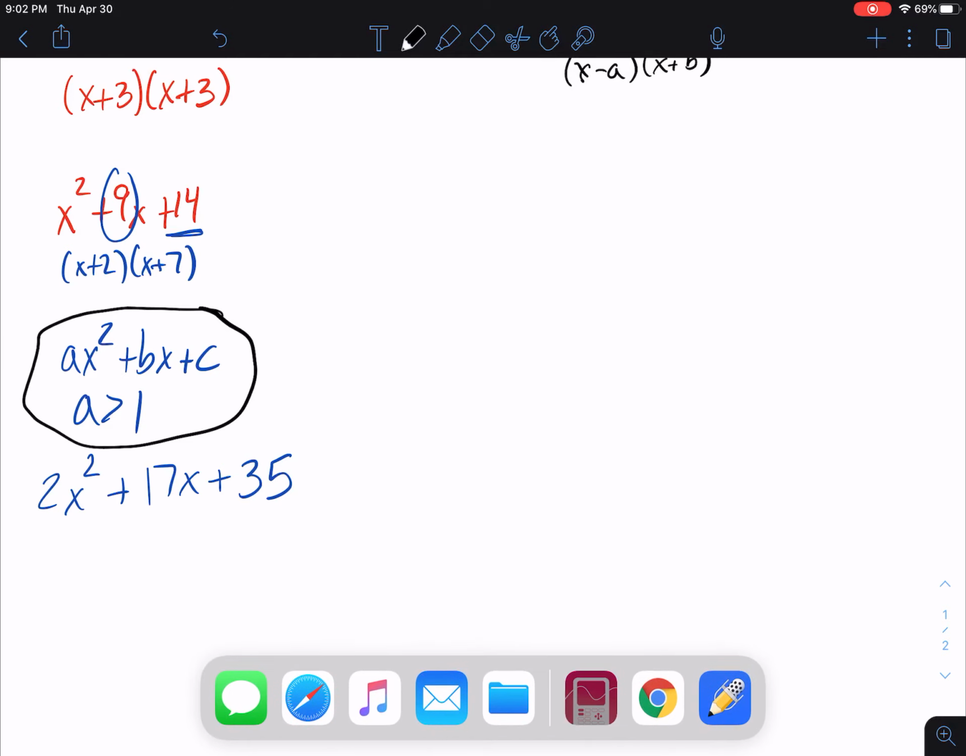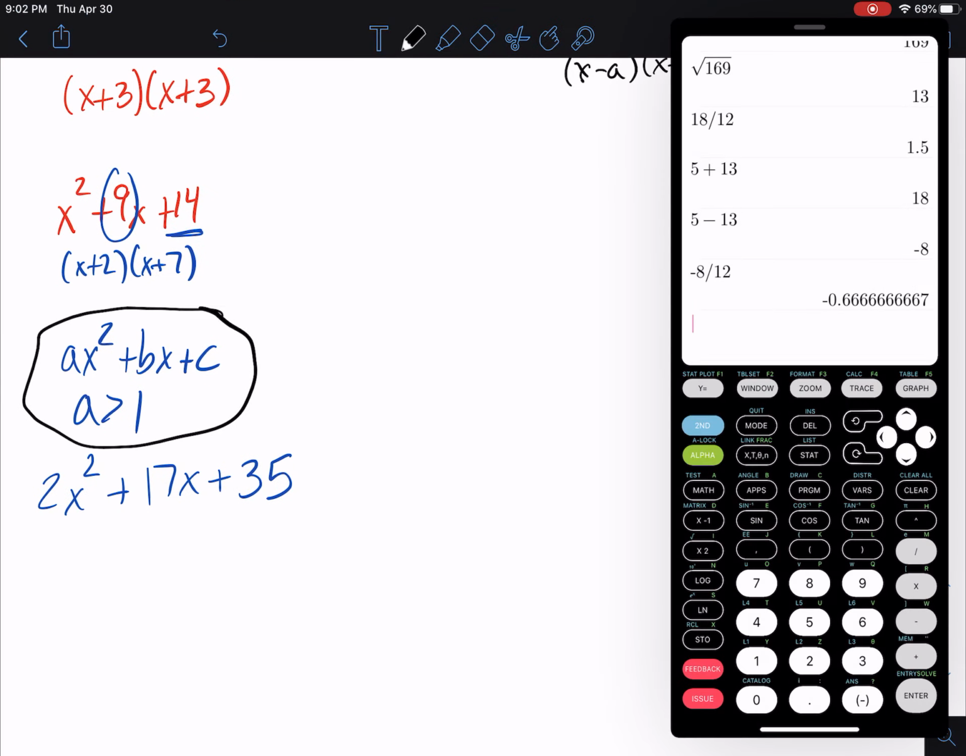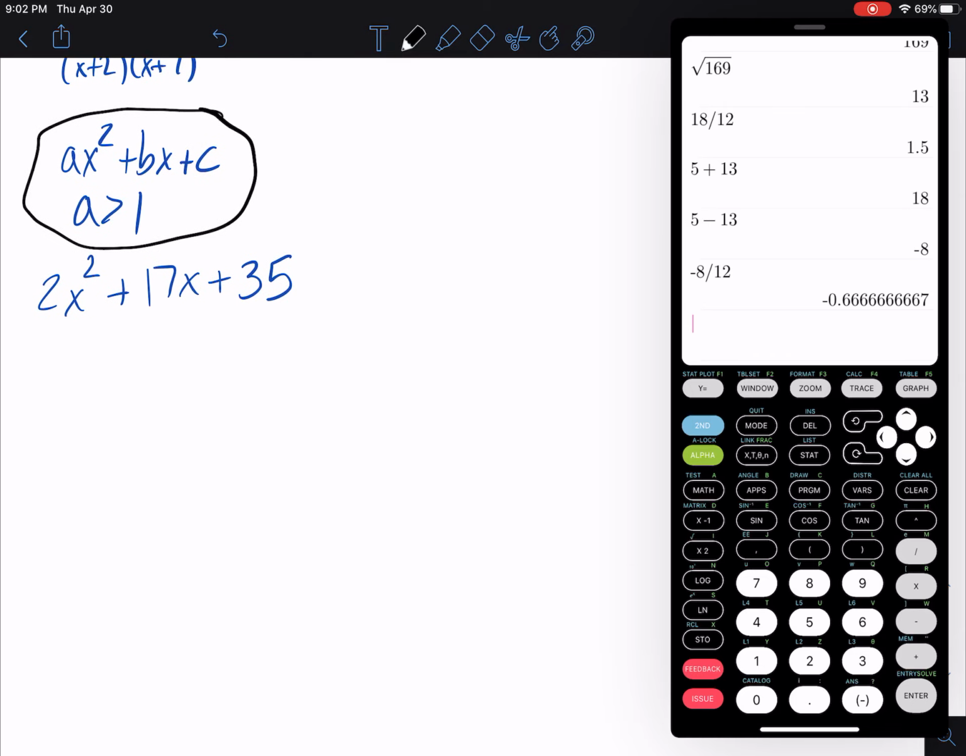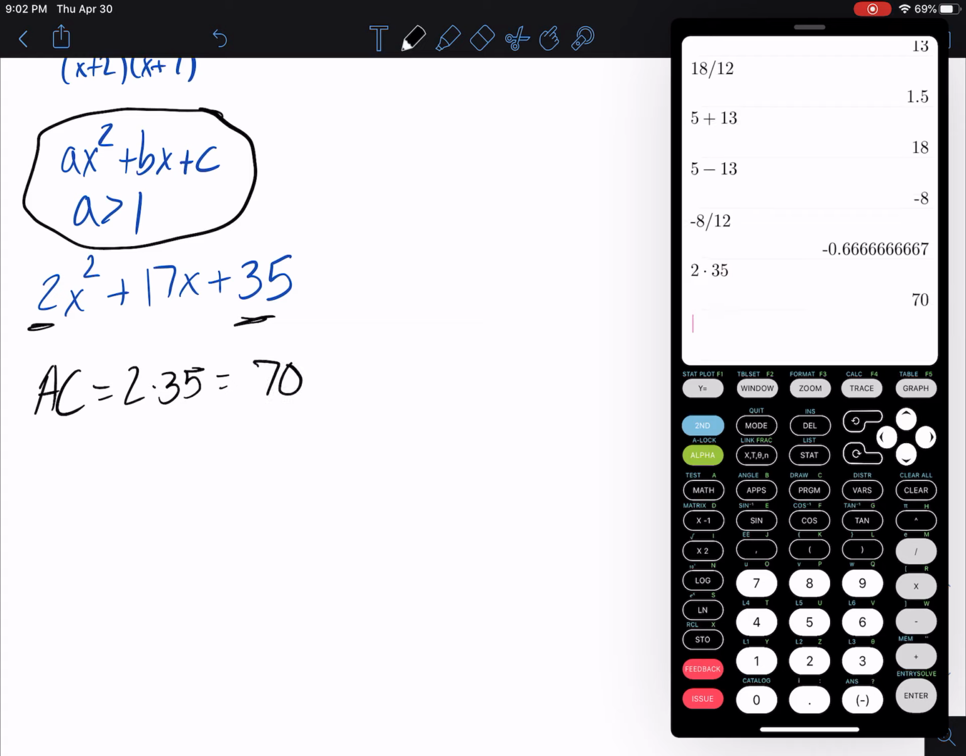What you do want to use, though, is your calculator method. And we've discussed a little bit about how to do this. So because there is a number out in front, what we're going to do is multiply. We called this the AC method, and we started by multiplying 2 times 35. Okay, and we get 70.